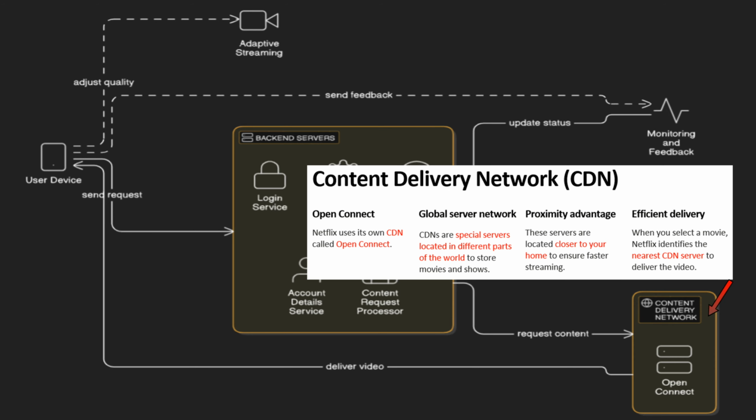Here you can see Content Delivery Network or CDN. Netflix uses its own CDN called Open Connect. CDNs are special servers located in different parts of the world to store movies and shows. These servers are located closer to your home to ensure faster streaming. When you select a movie, Netflix identifies the nearest CDN server to deliver the video.